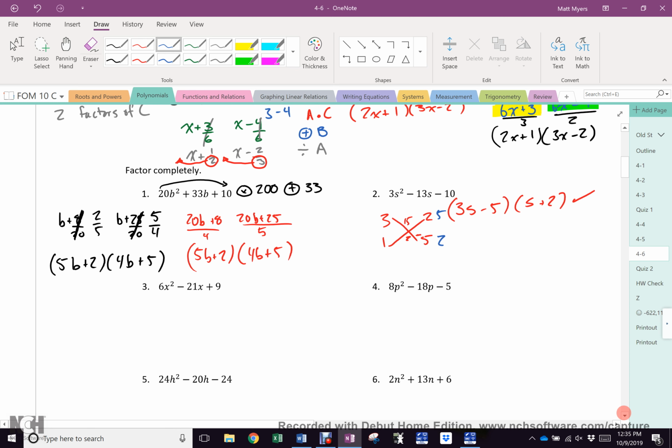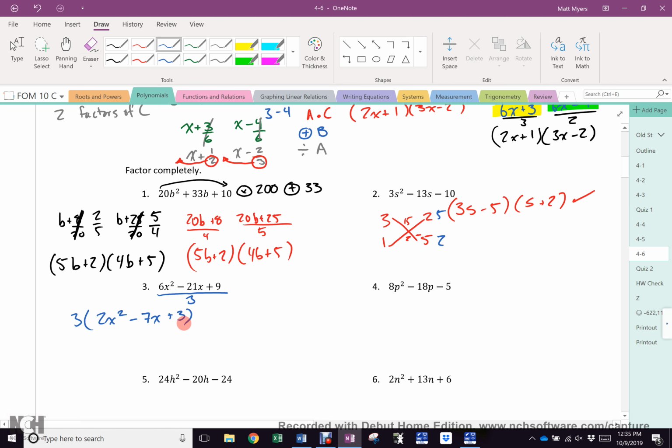Number 6. Now, this one's tricky. Look closely at it. Right away, I see I don't like that 6, right? That means it's one of these new hard ones, right? But is there something I can do before I start what I just learned? Jacqueline. I can GCF out of what? 3. And now I have 2x squared minus 7x plus 3, right?